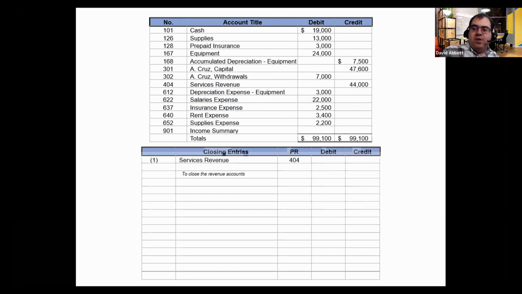So again, the first thing we have to do is close the revenue. So we have service revenue of 44,000, and then we'll credit income summary for 44,000. And again, you're going to debit service revenue because normally it is a credit balance, but you're going to do just the opposite in order to close it out and clear it out.